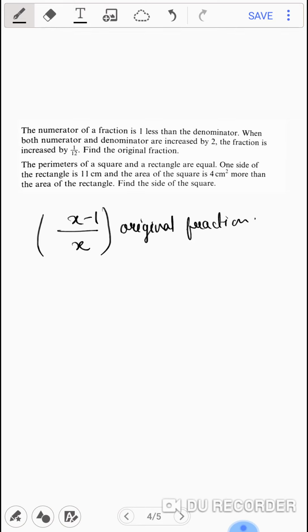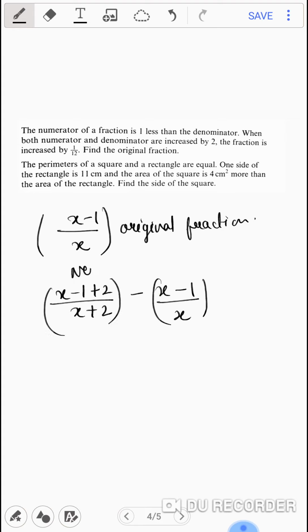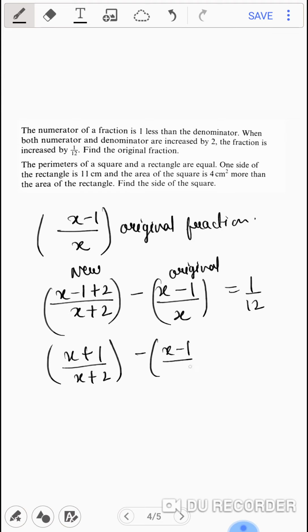When both numerator and denominator are increased by 2, so x minus 1 plus 2, x plus 2. The fraction is increased by 1 upon 12. If the fraction is increased, that means the difference is 1 upon 12. So this is your new fraction, and this is the original fraction, and their difference is 1 upon 12. Clear? So that will be x plus 1 upon x plus 2 minus x minus 1 upon x will be equal to 1 upon 12.